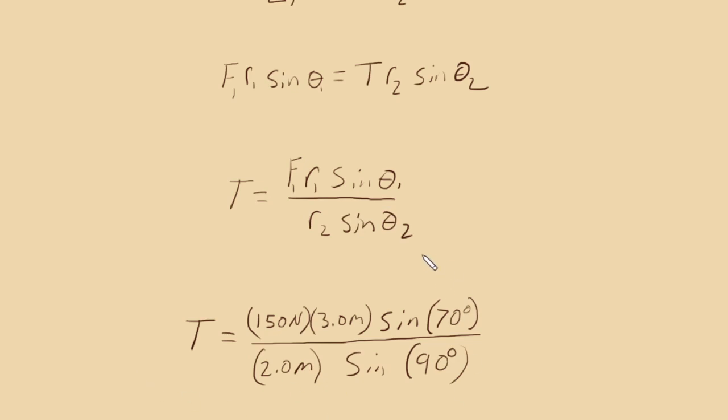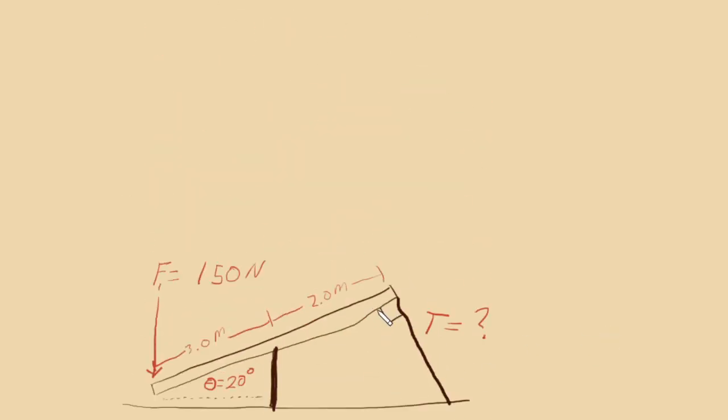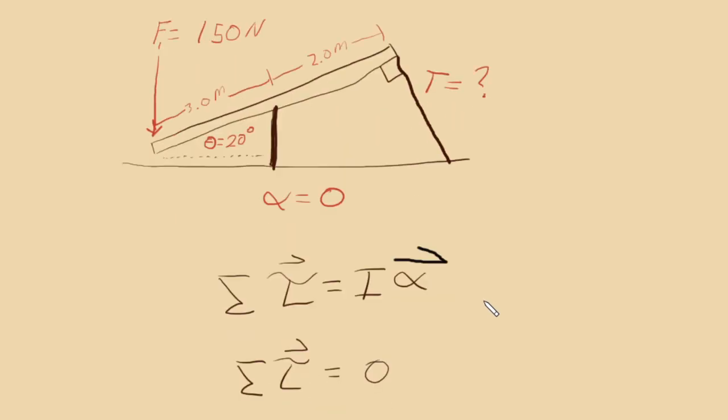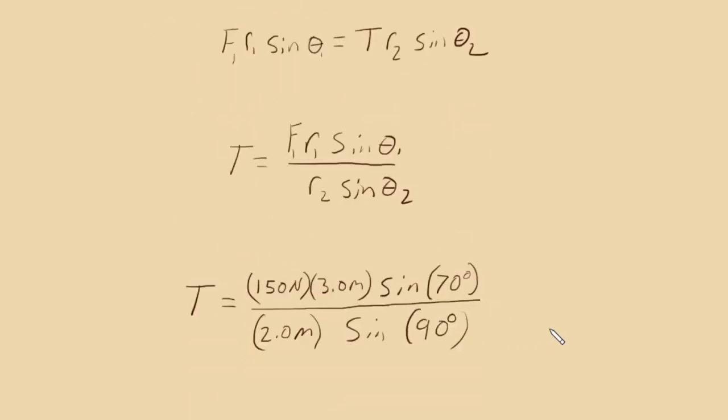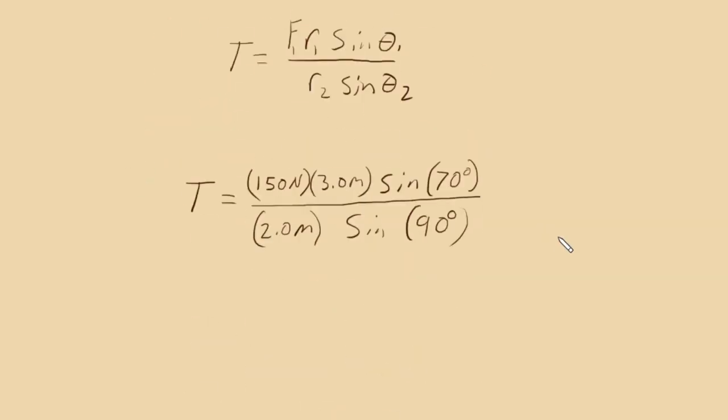And we could plug in all of our values. So the rope, sine of theta 2, as you see down here, I put in this 90 degrees because this little box here is showing us that it's a right angle. And then, of course, our rope is tied off at 2 meters from our pivot point, and our force 1 is being applied 3 meters from our pivot point. So plugging all this in, we find that our tension in the rope is 211 newtons.